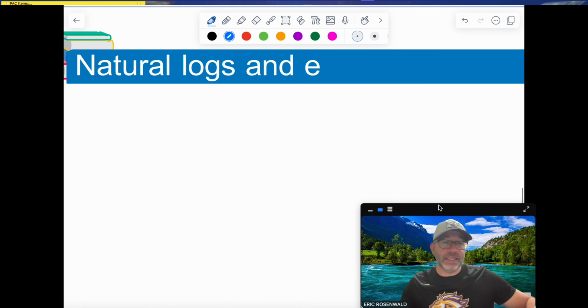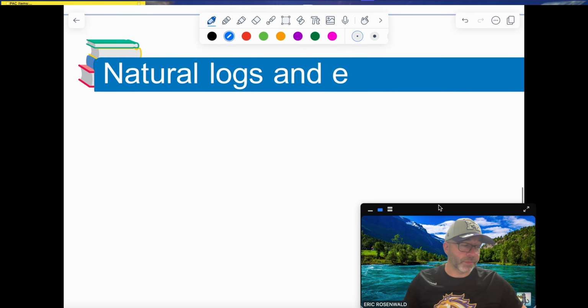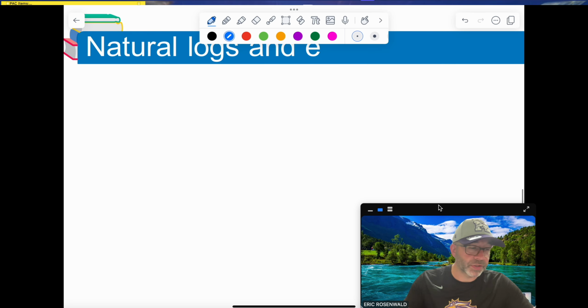Natural logs and E. All right. So I'm going to give you a couple problems here just for extra practice so that we can understand where things are at. All right. Log base 10, well, log of 8, what does it equal? Let's just practice using calculators for this stuff.